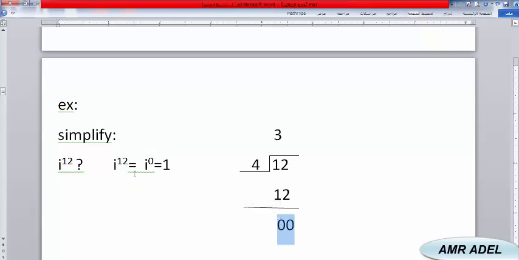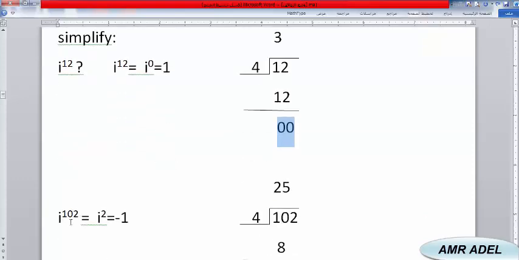Then directly I power of 0 equals 1. We have seen from before, anything power of 0 equals 1. Look at this example. I power of 102.